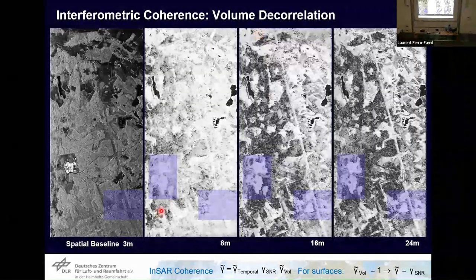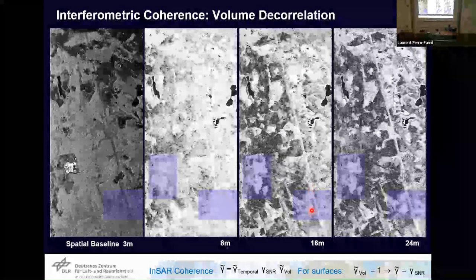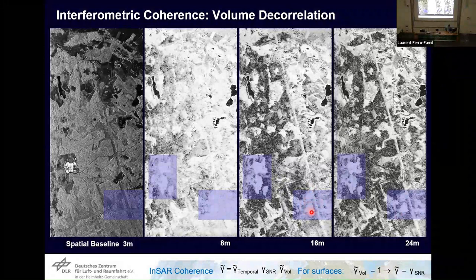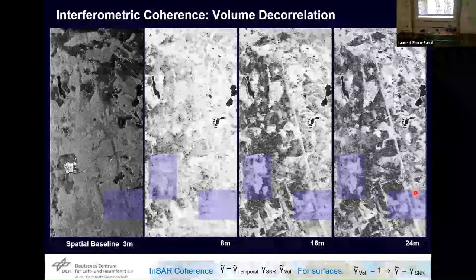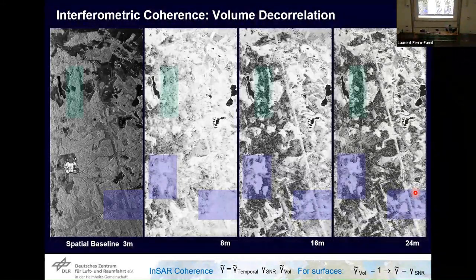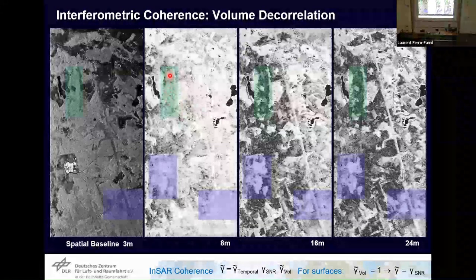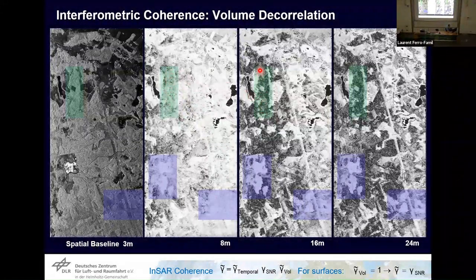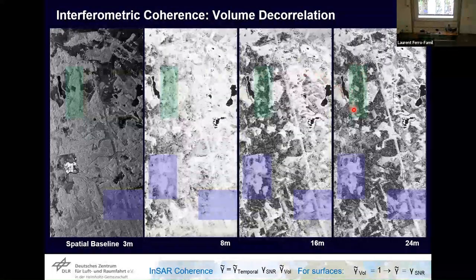Anyway, here you have another example. You see that in these patches, the moment you increase the baseline, some parts of these patches become closer to black. So your coherence decreases. It doesn't go to zero here, it decreases. Let's compare these two. For instance, here your coherence goes down. In principle here you have still a good level, then it goes down pretty black. Here maybe it's a bit brighter than here. Not too much, but a bit brighter.